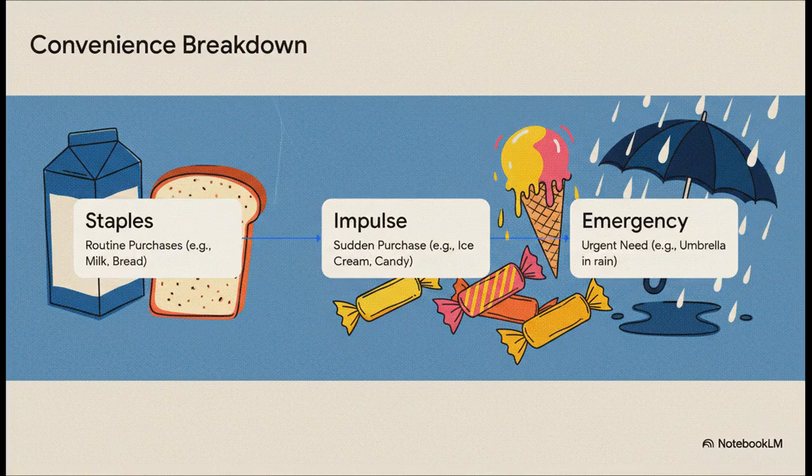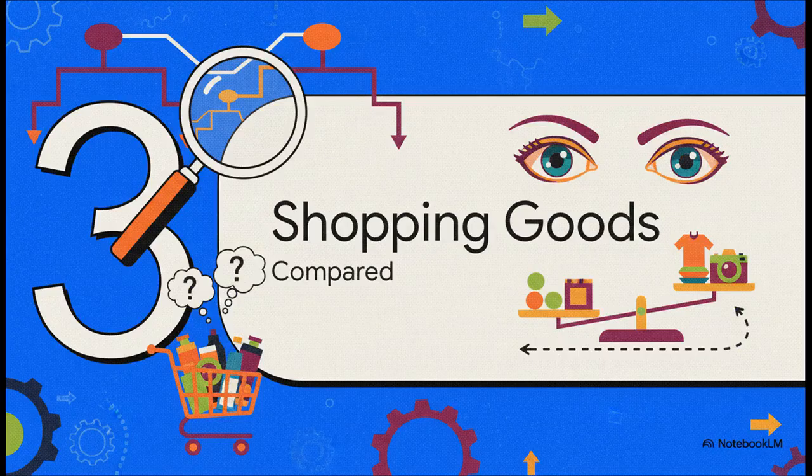So, you've got staples. That's your everyday stuff, the things on your regular grocery list, like milk and bread. Then there's impulse goods. You know, that candy bar at the checkout that just calls to you? That's an impulse buy. And finally, emergency goods. These are lifesavers when you're in a pinch, like grabbing an umbrella when it suddenly starts pouring. See? Simple, right? Okay, next up, let's move to our second category.